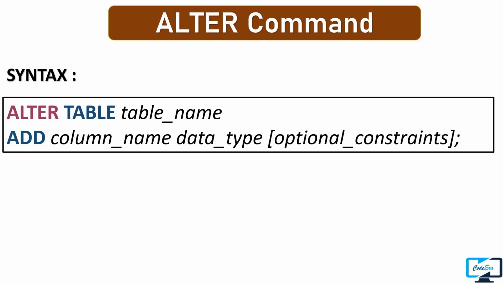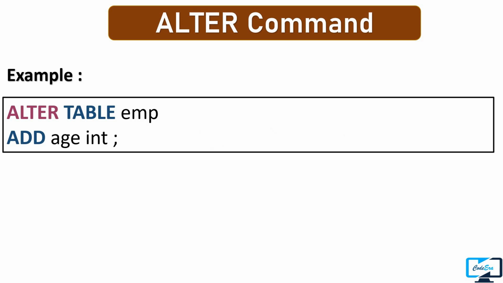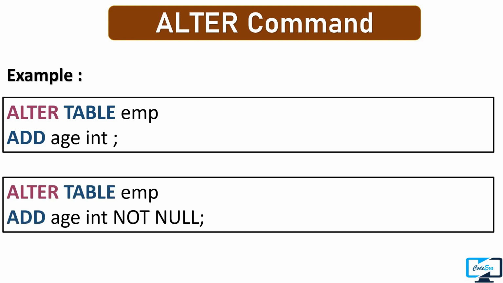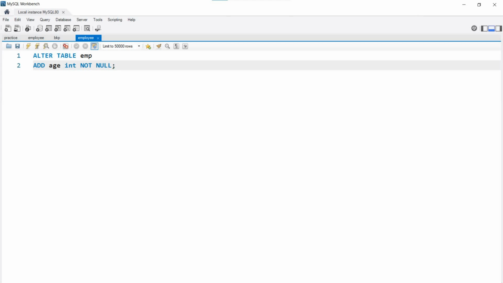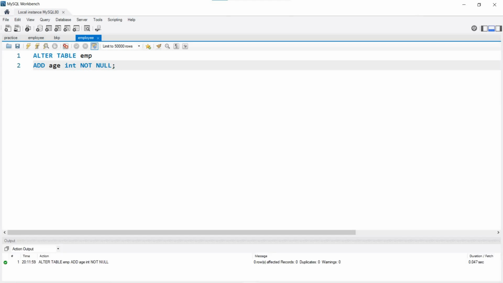So let's say we want to add a new column age in our EMP table. So we will write alter table EMP add age int. So here age is the new column name and int is the data type. And suppose we also want to add a not null constraint to this column. So for this we will write not null after the data type. So now let's execute our query and see the output. So here our query is executed successfully.